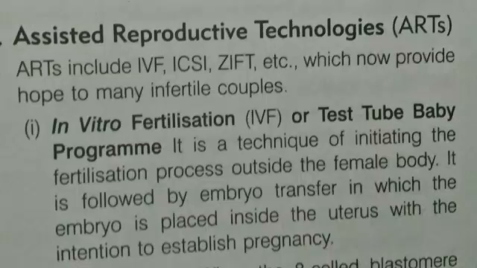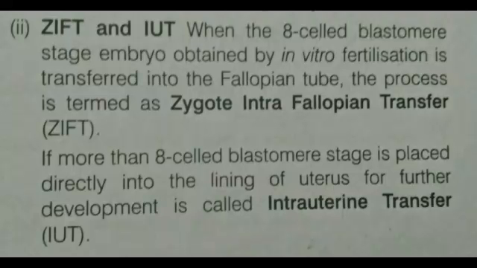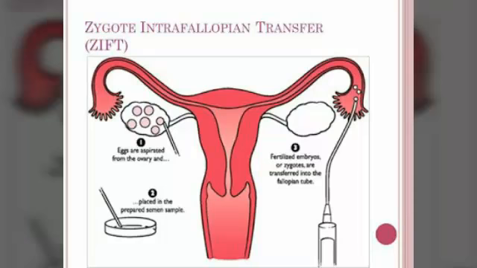Next one is assisted reproductive technologies. They are known as ARTs. These are of the following types, like in vitro fertilization, which is known as IVF or the test tube baby program. It is a technique of initiating the fertilization process outside the female body. It is followed by embryo transfer, in which the embryo is placed inside the uterus with the intention to establish pregnancy.